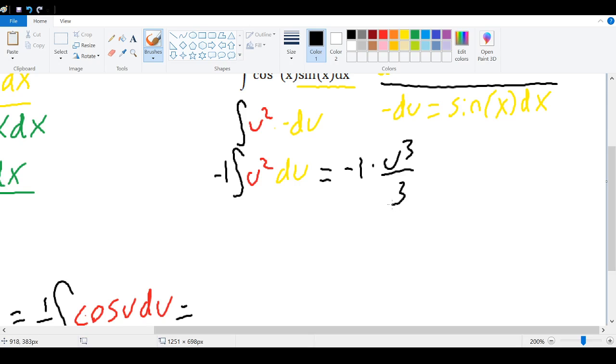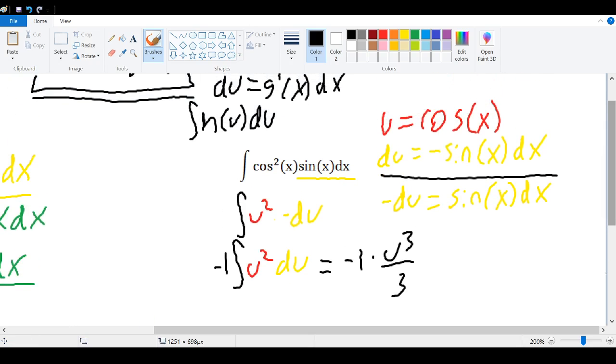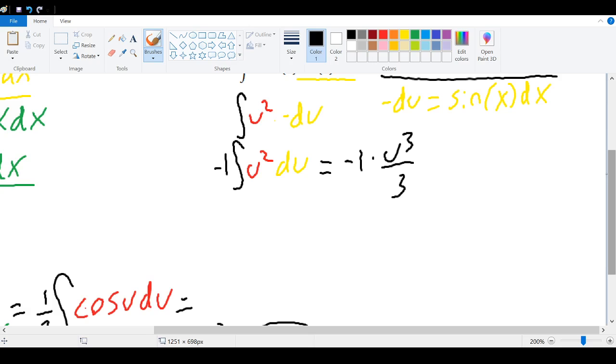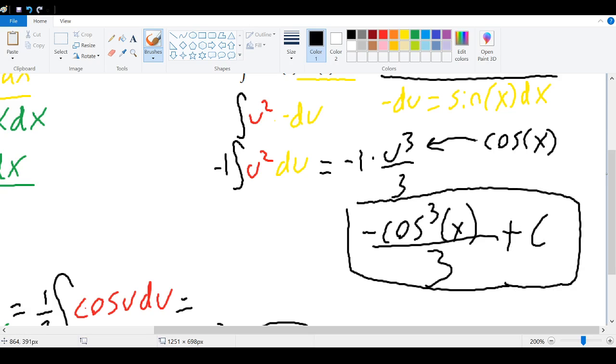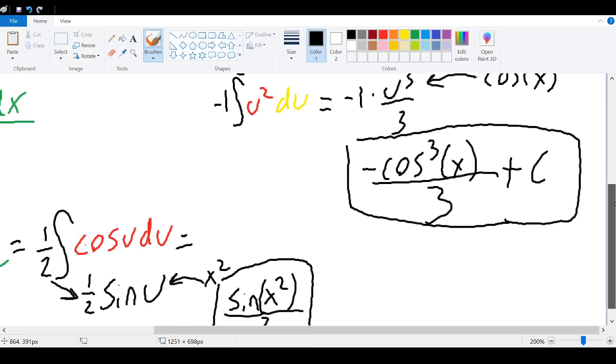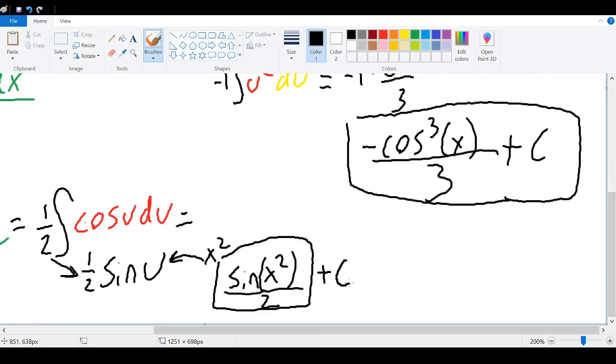And now let's just substitute what we know u is. Remember, u is equal to cosine of x. So when we do that, we substitute cosine of x in for u, and we get negative cosine cubed of x over 3. And that's our answer. Oh, I forgot, plus c. Since we are dealing with indefinite integrals, there will also be a plus c down here as well.